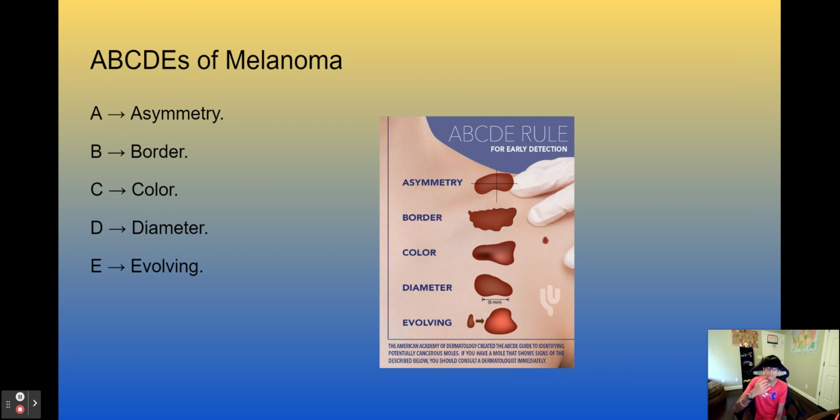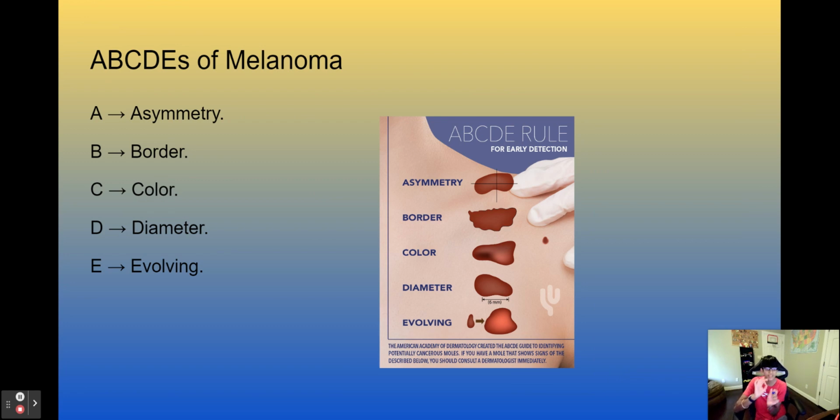And then C, color. Multiple colors are a warning sign. Melanoma may have different shades of brown, tan, or black. D is diameter. While it's ideal to detect a melanoma when it's small, it is a warning sign if a lesion is the size of a pencil eraser, which is about 1/4 inch in diameter or larger. And then evolving. Any change in size, shape, color, anything that grows or changes, or the elevation of the spot on your skin, may be a warning sign of melanoma.